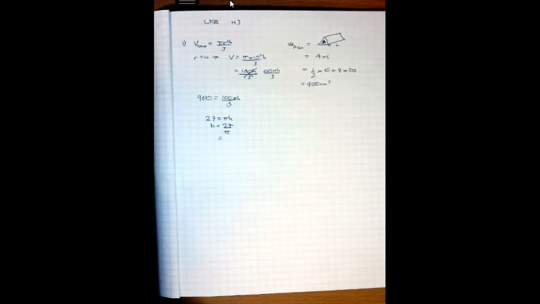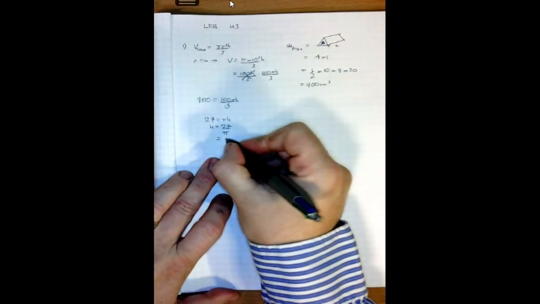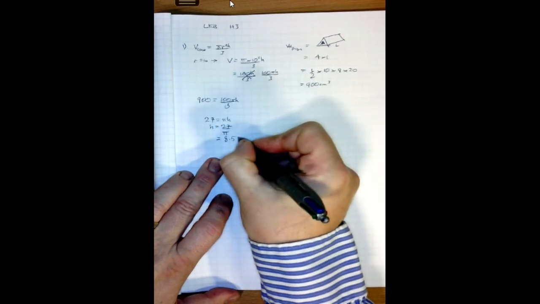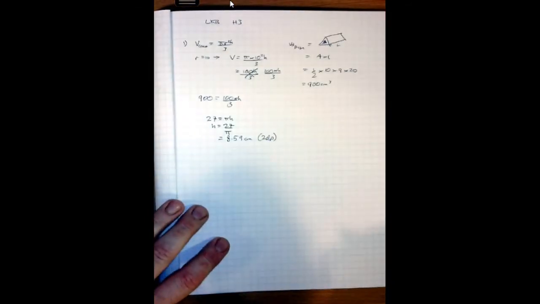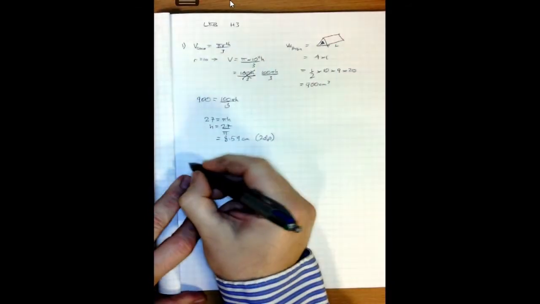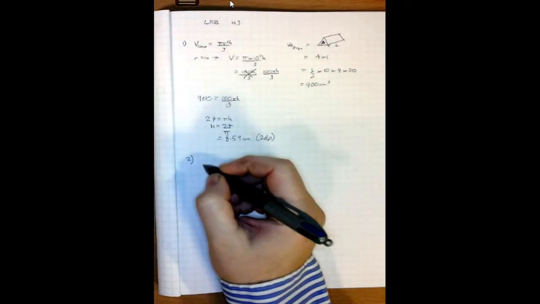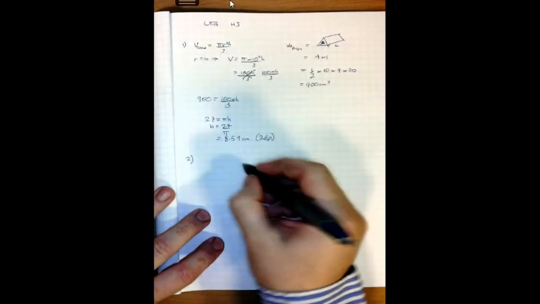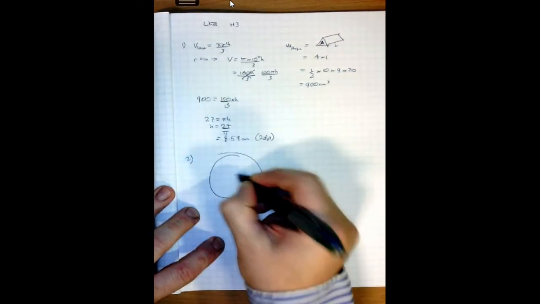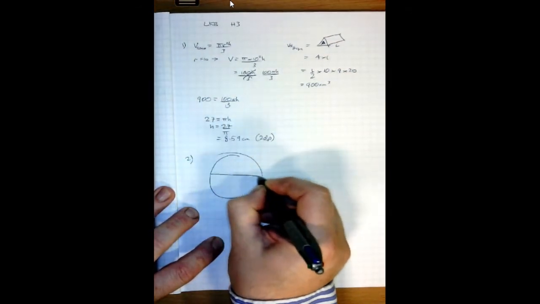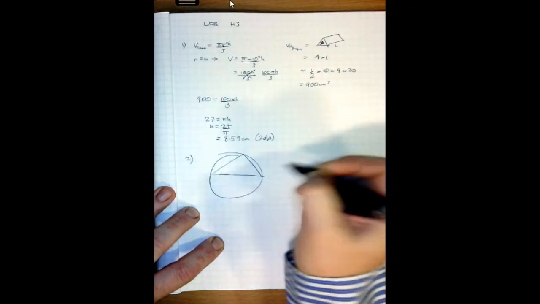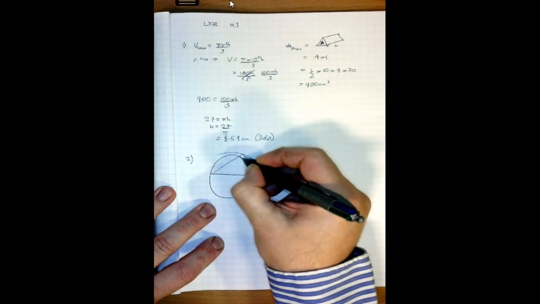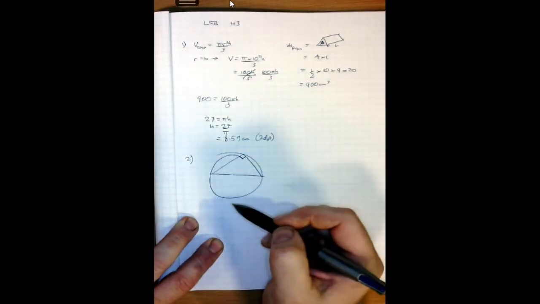Question 2. I've got a circle and a triangle that's on the diameter. First thing I know then is that that's a right angle. Any triangle on a diameter is a right angle triangle. I've also been given that angle there, that angle there, 180, because adjacent angles on a straight line. 180 minus 61 is 119.